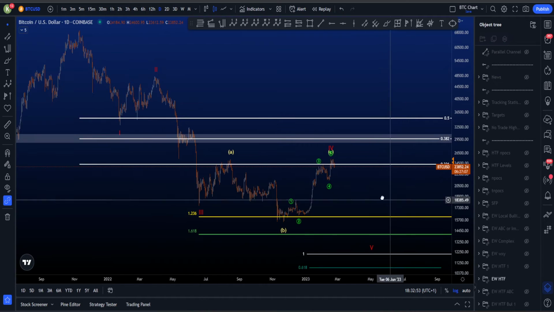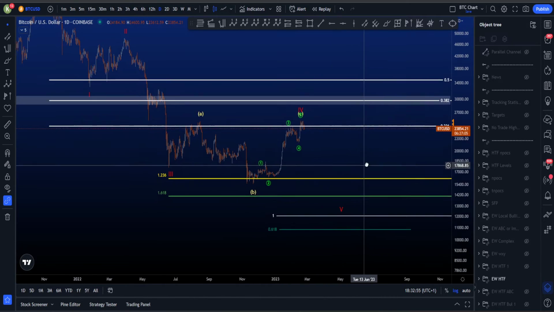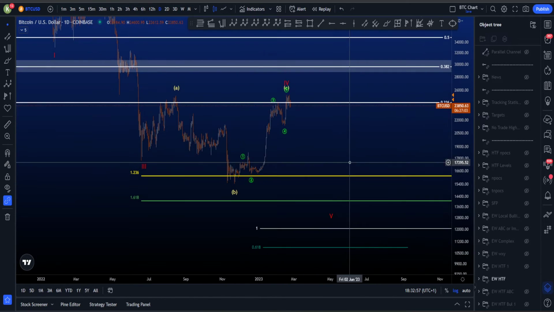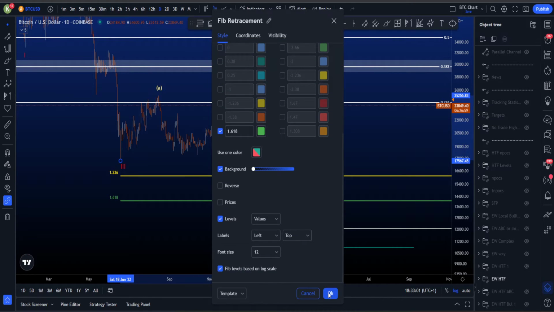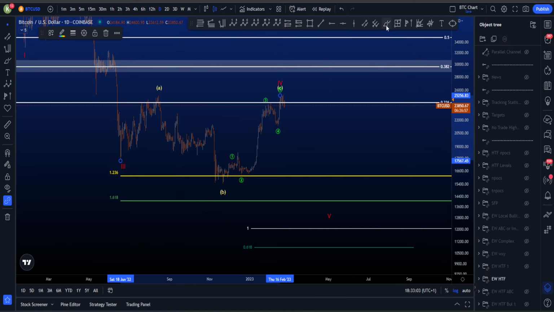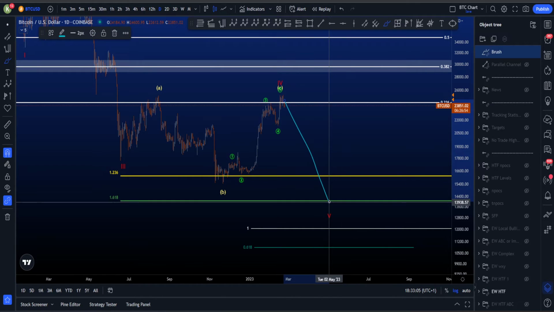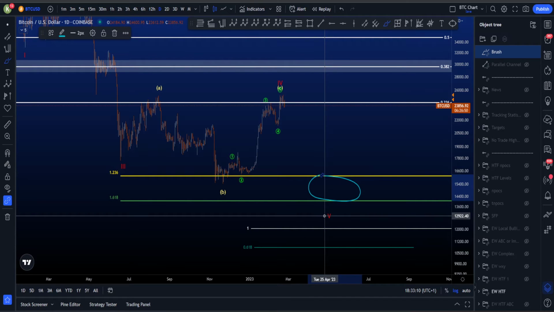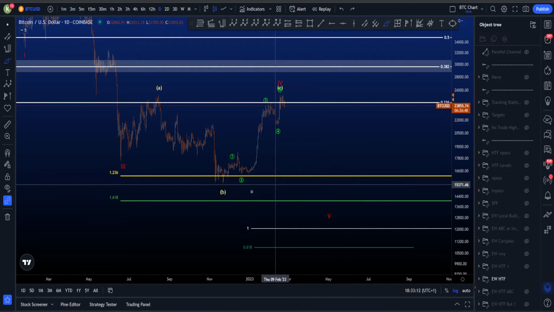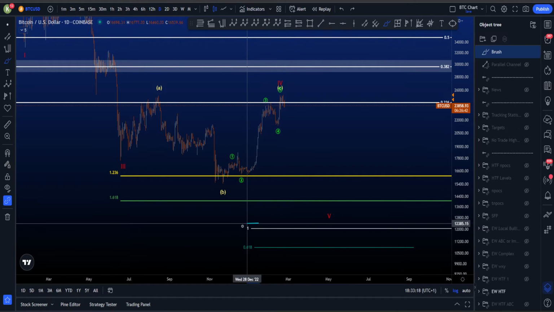And if we look at the targets of a wave 5, I've put them on the chart here for you. Again, make sure to use your log setting, fib levels based on log scale. First, the wave 5, if we move down in an impulsive wave, can end in between the 1.236 and the 1.618, which is basically below these lows, so below 15.5k to 14k. However, this is the 1-to-1.